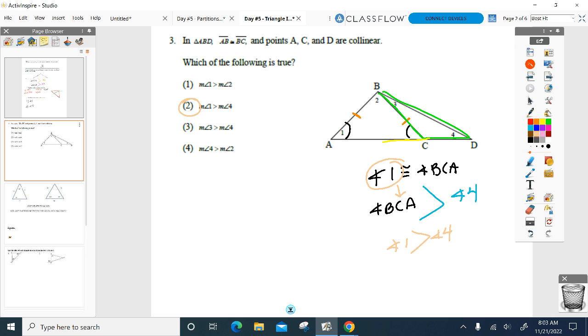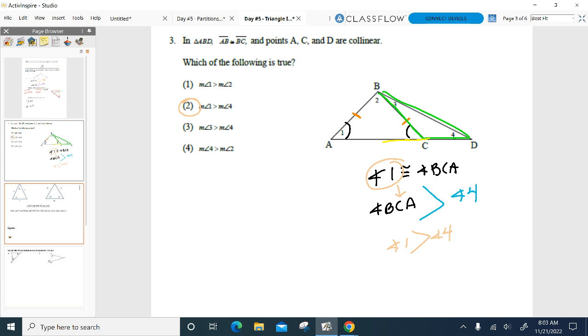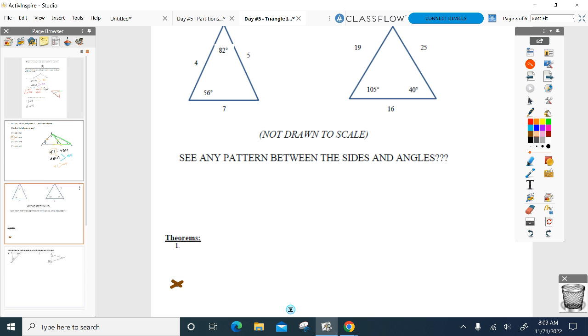Any questions there? Because I got one more theorem for you. And I am not going to give it to you. You are going to figure it out on your own or in your groups. Here's what I need you to do. Number 1 is find the missing angle. You guys should be able to do that, no issues.